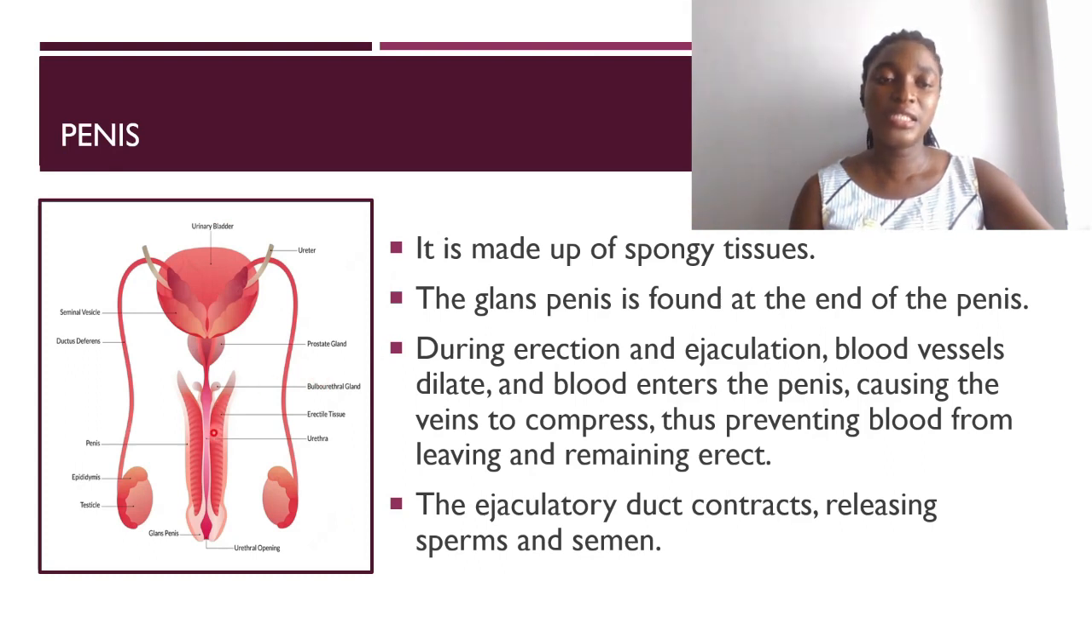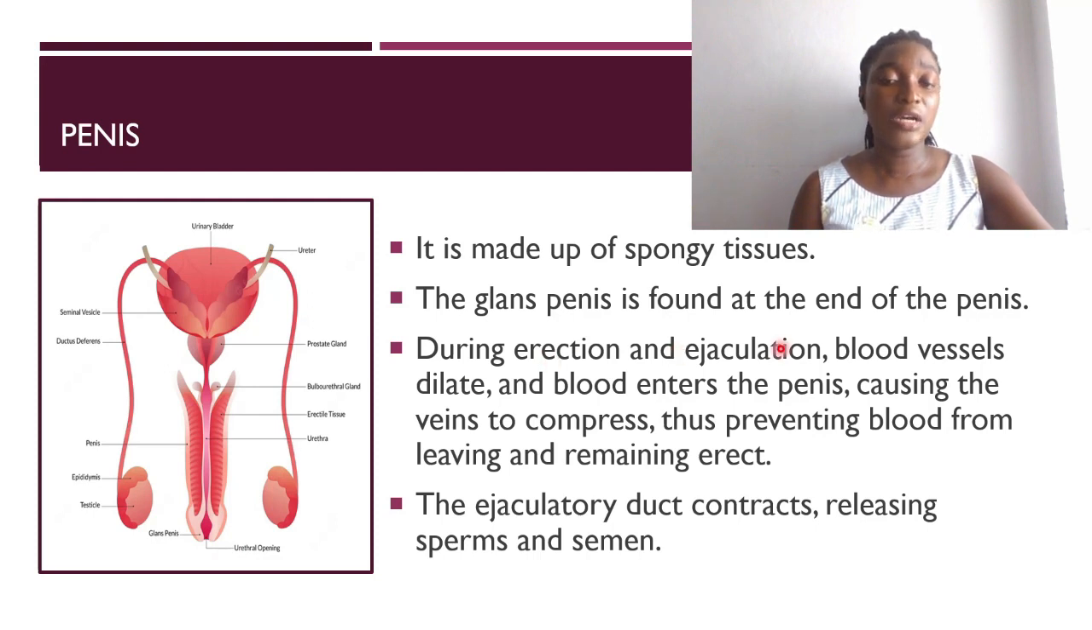Finally, we have the penis. The penis is made up of spongy tissues, erectile tissues, which are essential for the process of erection and ejaculation. The glans penis, we've already mentioned, is found at the end of the penis. It is usually lubricated by the bulbourethral gland during ejaculation.